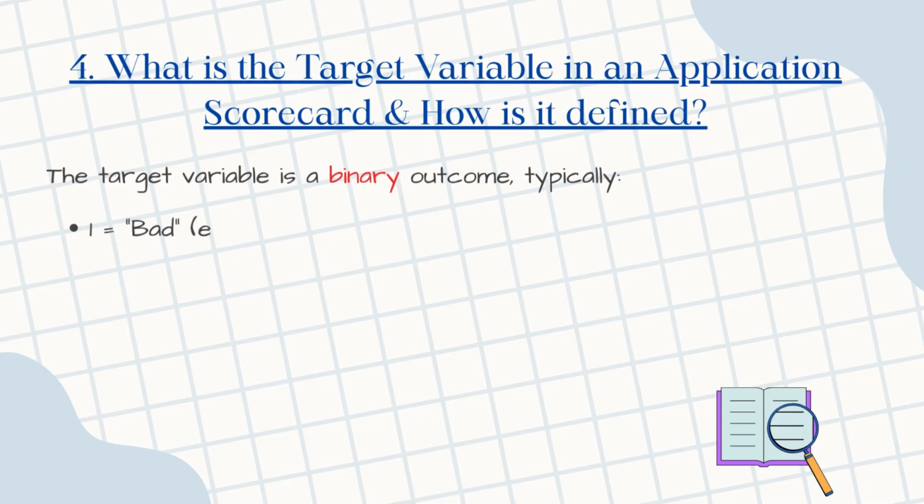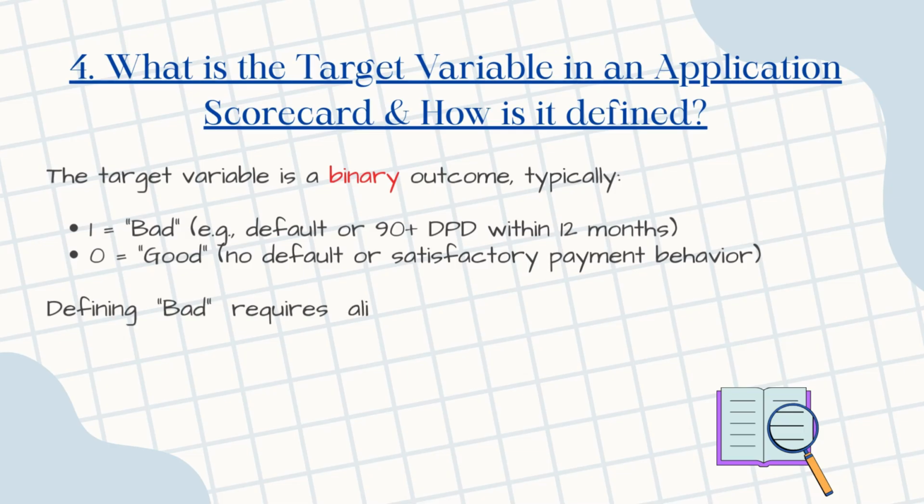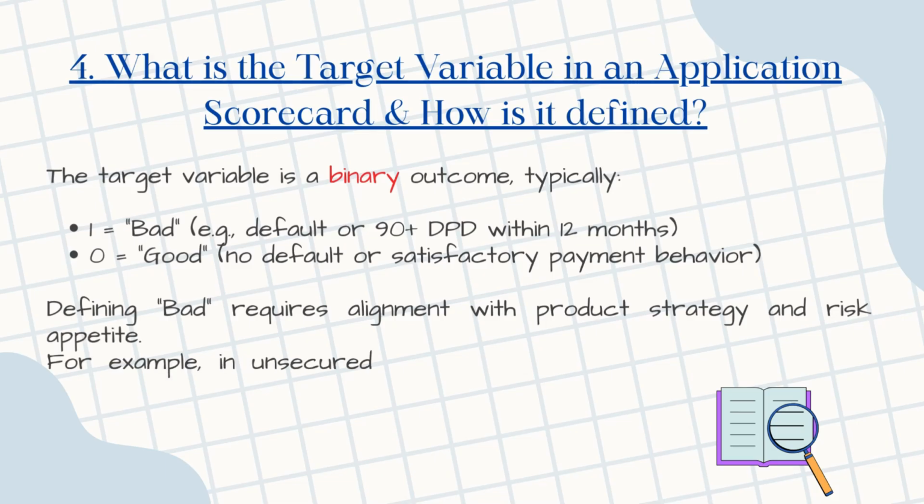Typically, 1 means bad, for example, default or 90 plus DPD within 12 months, and 0 means good, that is no default or satisfactory payment behavior. Defining bad requires alignment with product strategy and risk appetite. So, for example, in unsecured lending, 60 plus or 90 plus DPD is a common threshold.